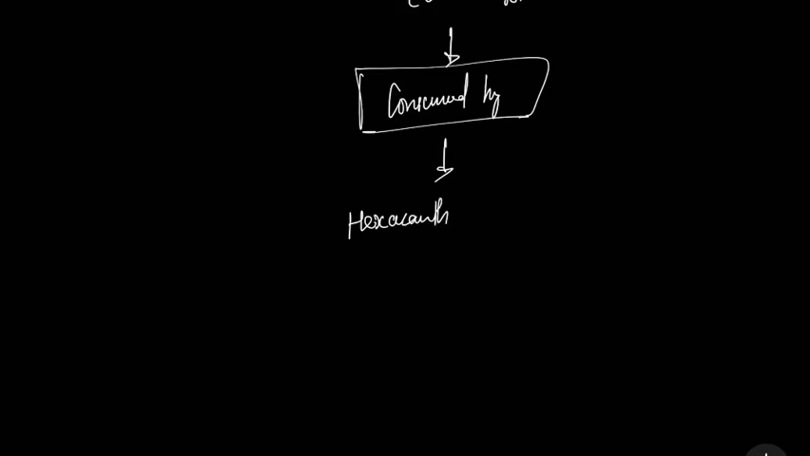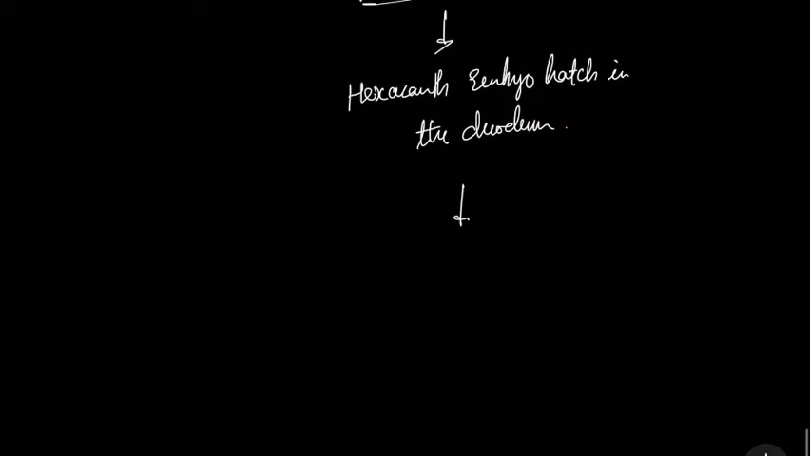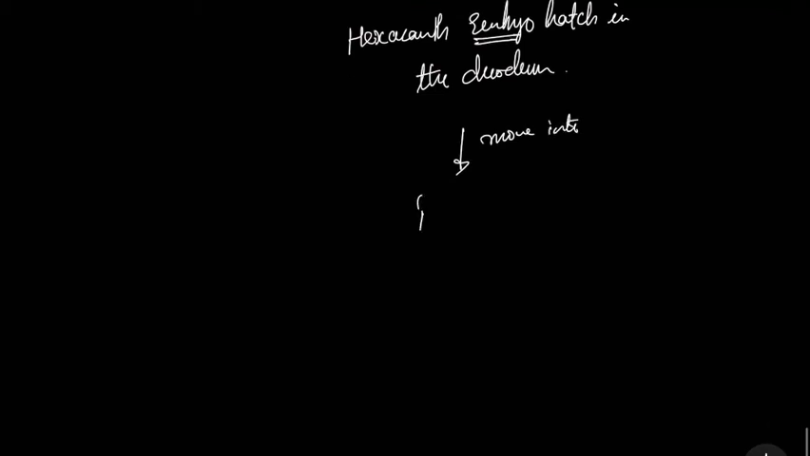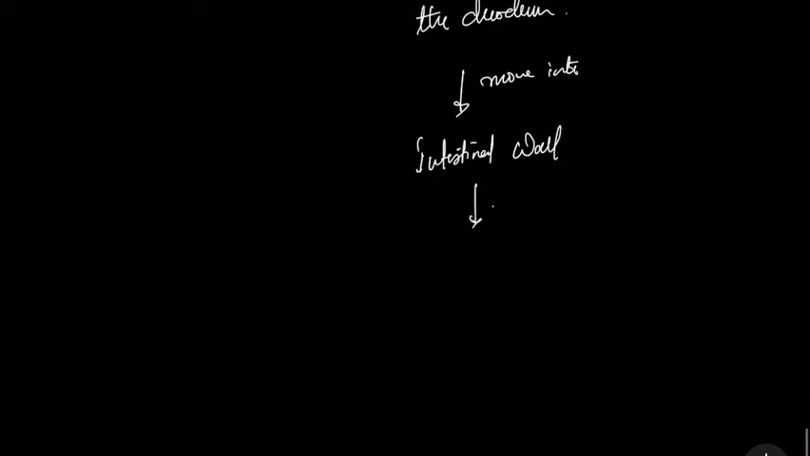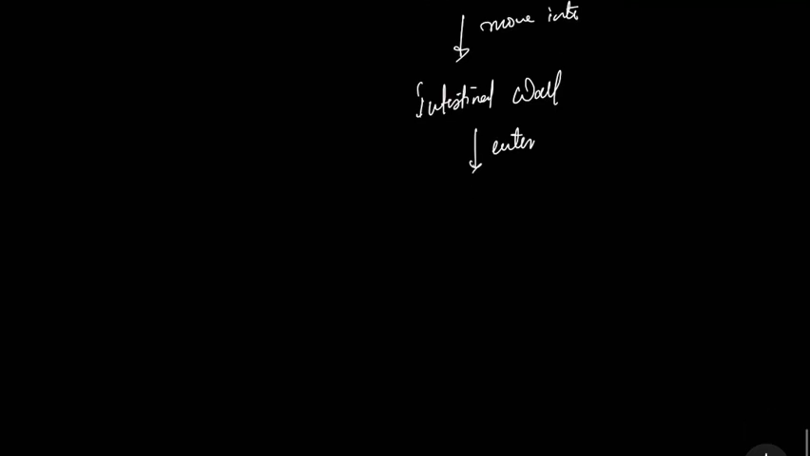hexacanth embryo hatching in the duodenum. These embryos hatch in the duodenum and end up moving into the intestinal wall. From the intestinal wall, they end up entering the radicals of the portal vein.